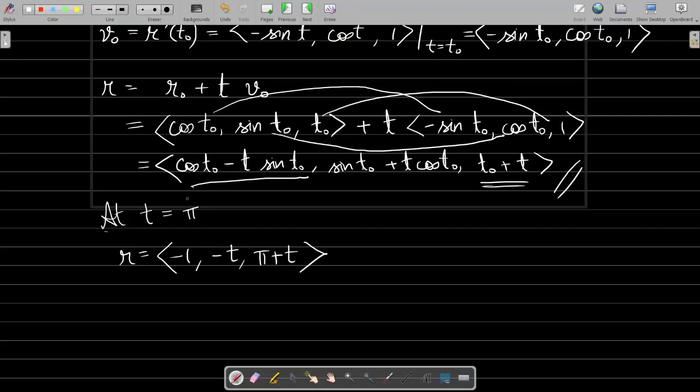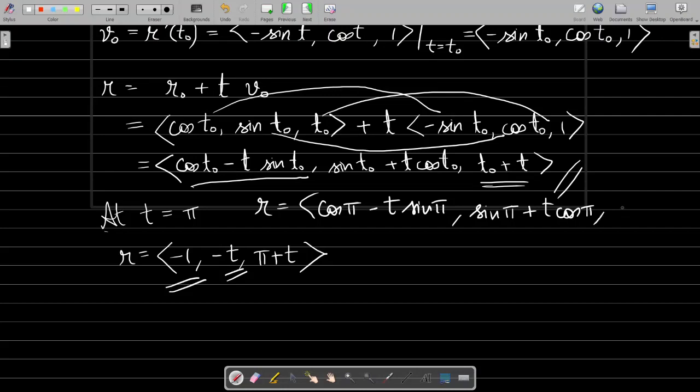Now they have specifically asked you to find the tangent at the point pi. So just substitute t naught equal to pi, and you will get the equation of the tangent at the point pi. So the first component is cos pi minus t times sin pi. Now sin pi is 0 and cos pi is minus 1, so it is equal to minus 1. Then the next value is sin pi plus t times cos pi. Remember, t naught is the point, t is the variable. So sin pi is 0 and cos pi is minus 1, so you have minus t here. And the third component is t naught plus t, that is pi plus t. So the tangent to this vector at the point pi is minus 1 i minus t j plus pi plus t times k.